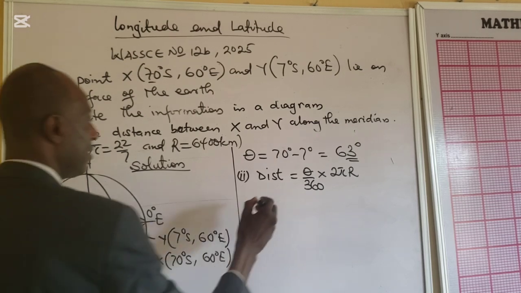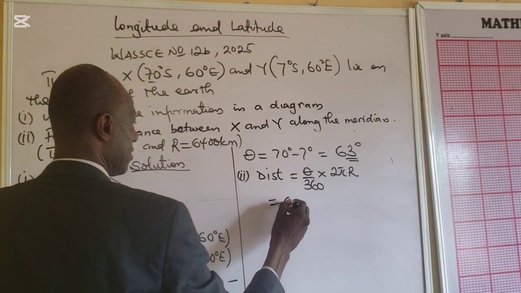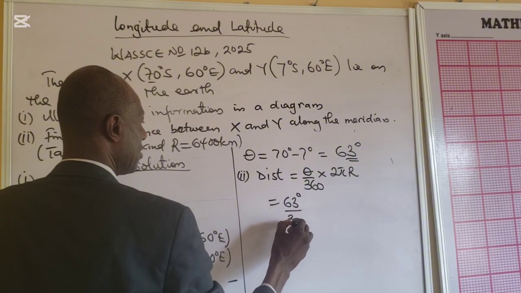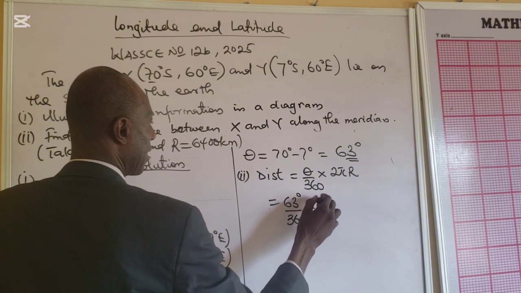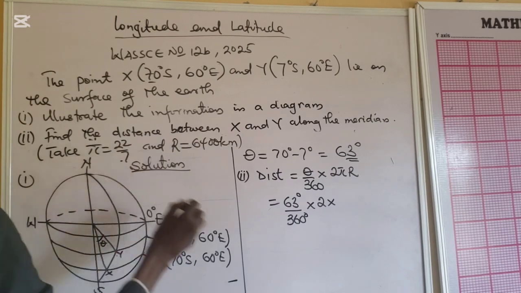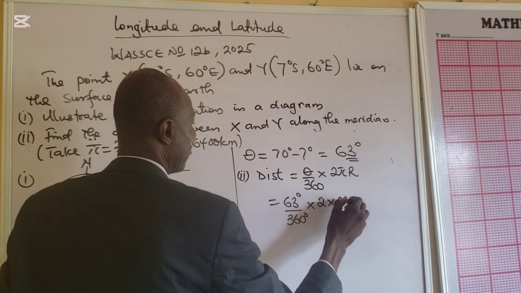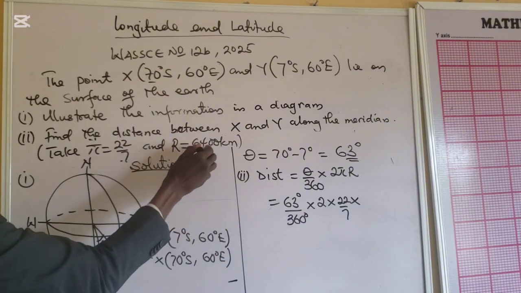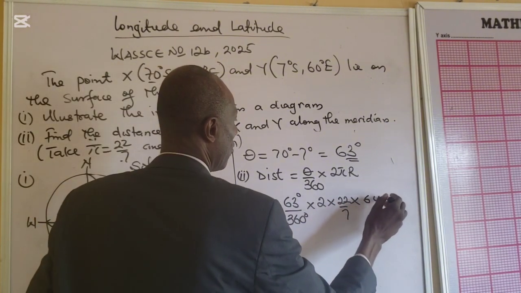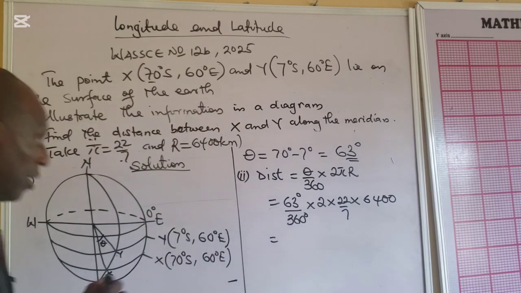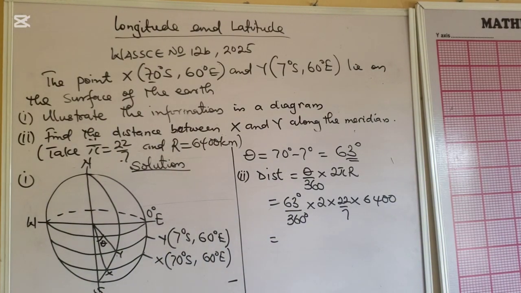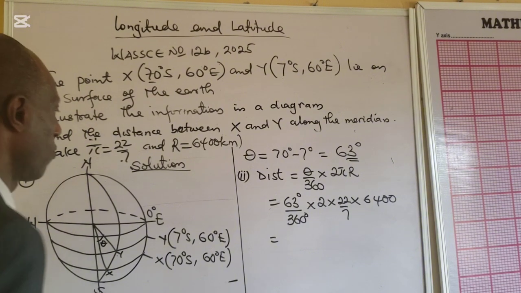Theta is our angular distance, which is 63 degrees over 360 degrees times 2 times pi, which is 22 over 7, and the radius of the Earth is 6,400. Let's multiply the numerator: 63 times 22 times 2, which is 44, times 6,400.